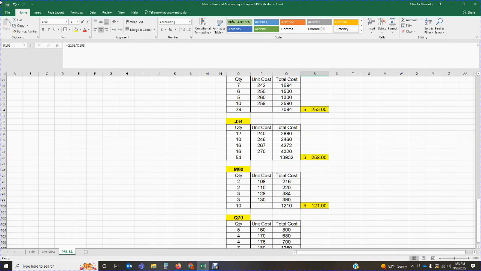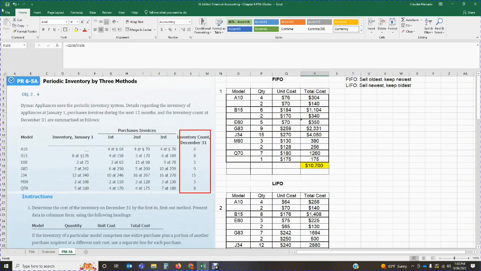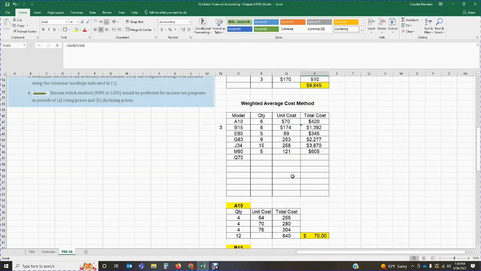Okay, so remember, what are we doing here? We're calculating the different inventory methods using FIFO, LIFO, and weighted average. For FIFO, we sell the oldest and we keep the newest. So when you're dealing with FIFO, you're always going to be looking at what was my newest inventory, because that's the inventory I'm keeping. If you're doing LIFO, then you sell the newest and you keep your oldest. And then the weighted average cost method is kind of like the best of both worlds.